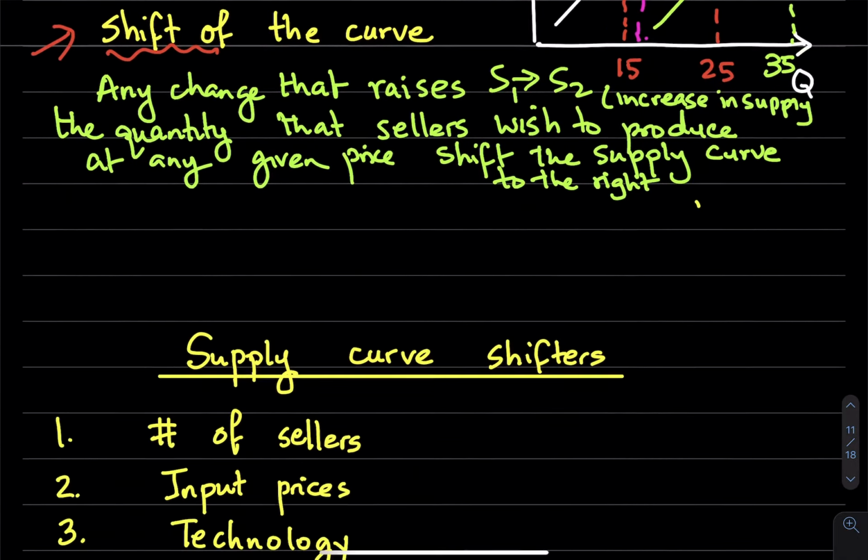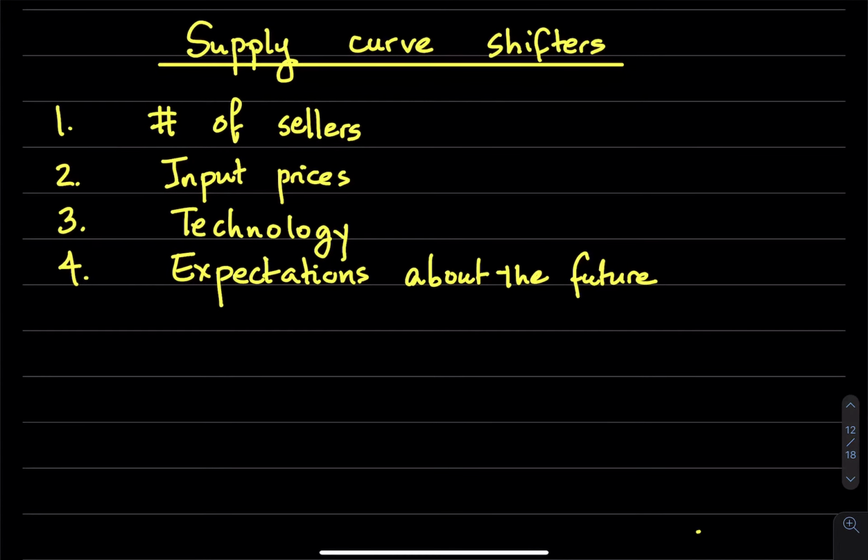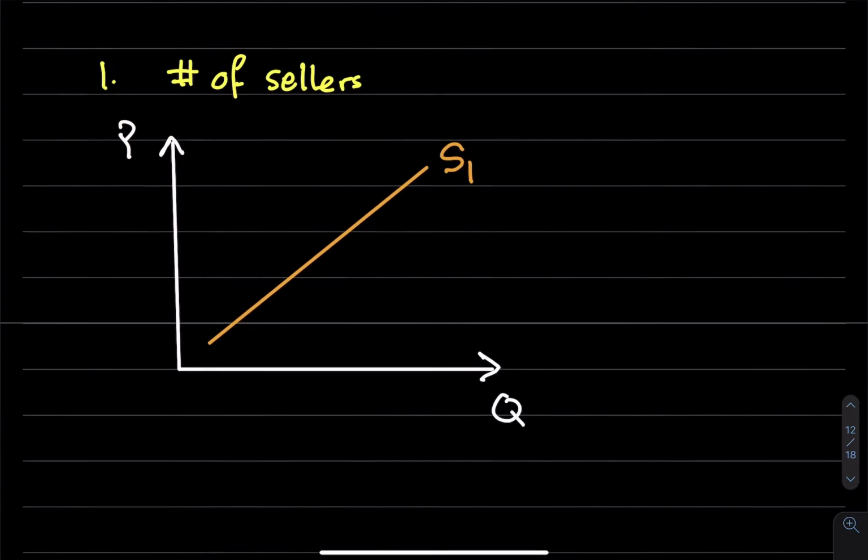Let's move on and talk about some of the supply curve shifters. There are 4 supply curve shifters that we'll talk about. The first one is the number of sellers, followed by input prices, technology, and expectations about the future. Let's talk about the number of sellers first.